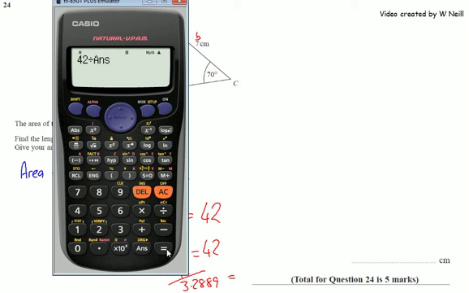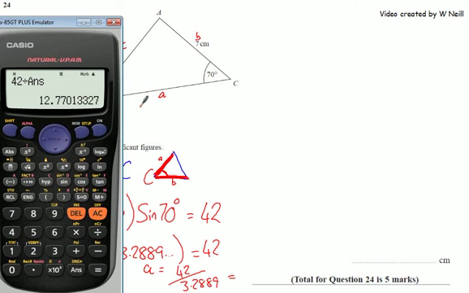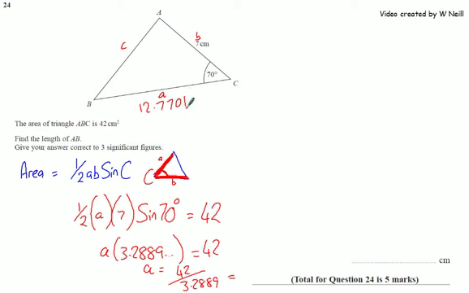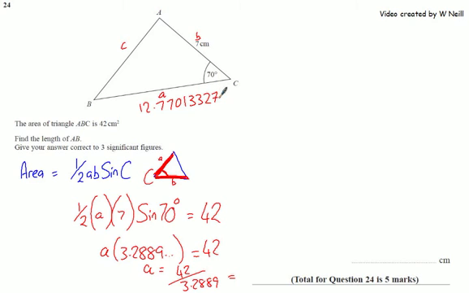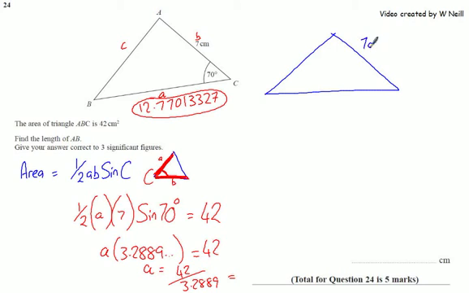42 divided by my answer is 12.7701. I'm going to write this whole thing out. 12.3327. Okay, so that gives me a. You're then asked to find the length of AB. So I'm going to redraw the triangle. I have 7 centimeters. I have 12.77013327. I've got 70 degrees, and I'm looking for this.